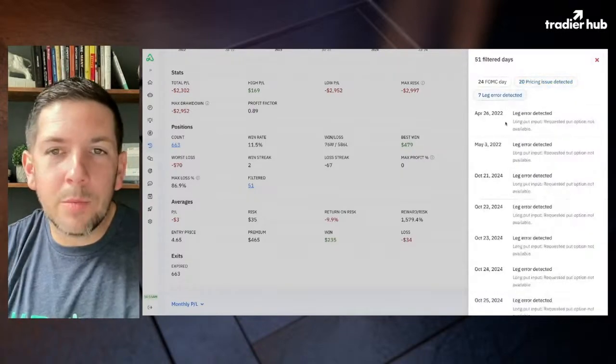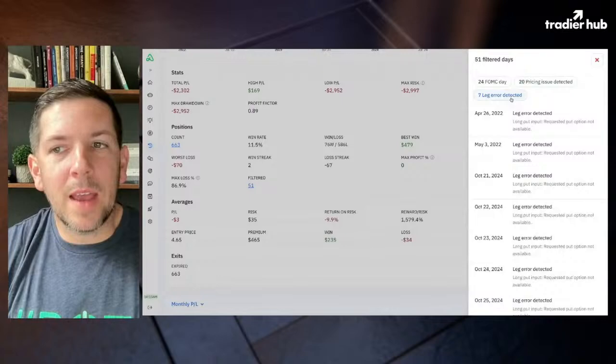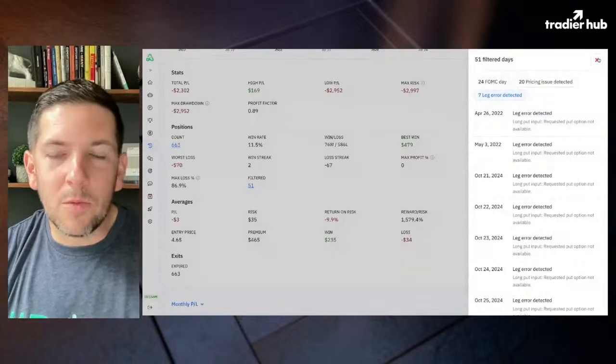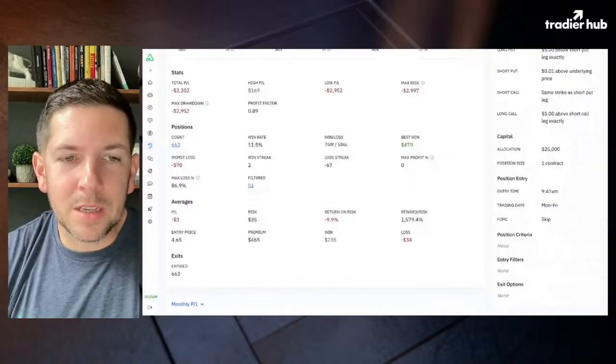Also, if there's no option available, like if there's no $5 leg available, then we filter those out as well. So we didn't have too many, which is good. But again, it's just trying to create a better result for you guys by filtering out some of this stuff.